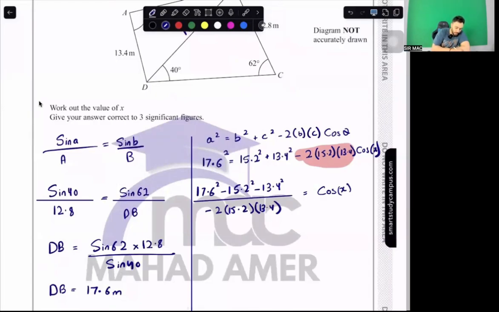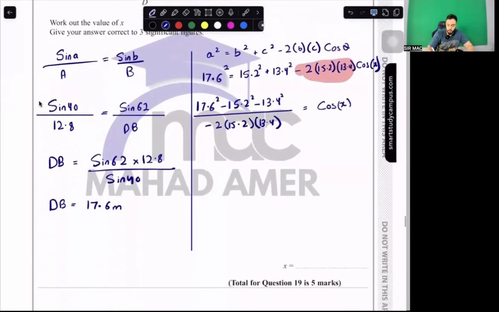So I'm going to tell you the values. 17.6 squared minus 15.2 squared minus 13.4 squared, and then the whole thing divided by minus 2, times 15.2, times 13.4. You would be getting the value as 0.247. So 0.247 is the value you would be getting for cos x. For the value of the angle, you're going to be inversing that. So cos inverse of 0.247 would give you the value of x.